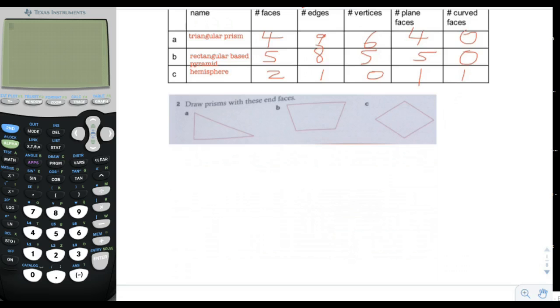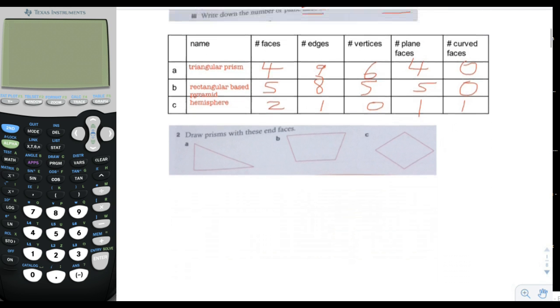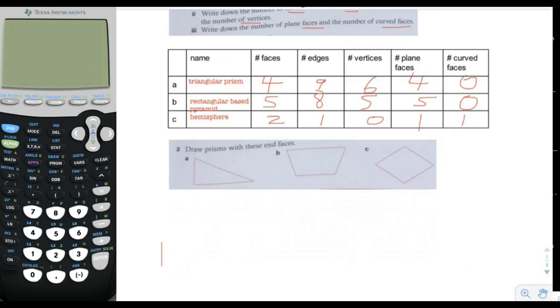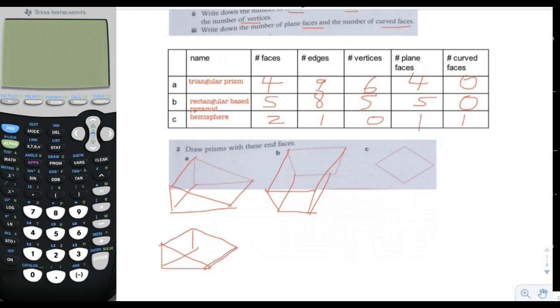Draw prisms with these end faces. Remember, a prism is just when you take a two-dimensional object and pop it out, like a cookie cutter or something. We could just draw it right here. You could pop it out right there. You could pop them out. This is very easy for those of you who are in art class, and for those of you who aren't.